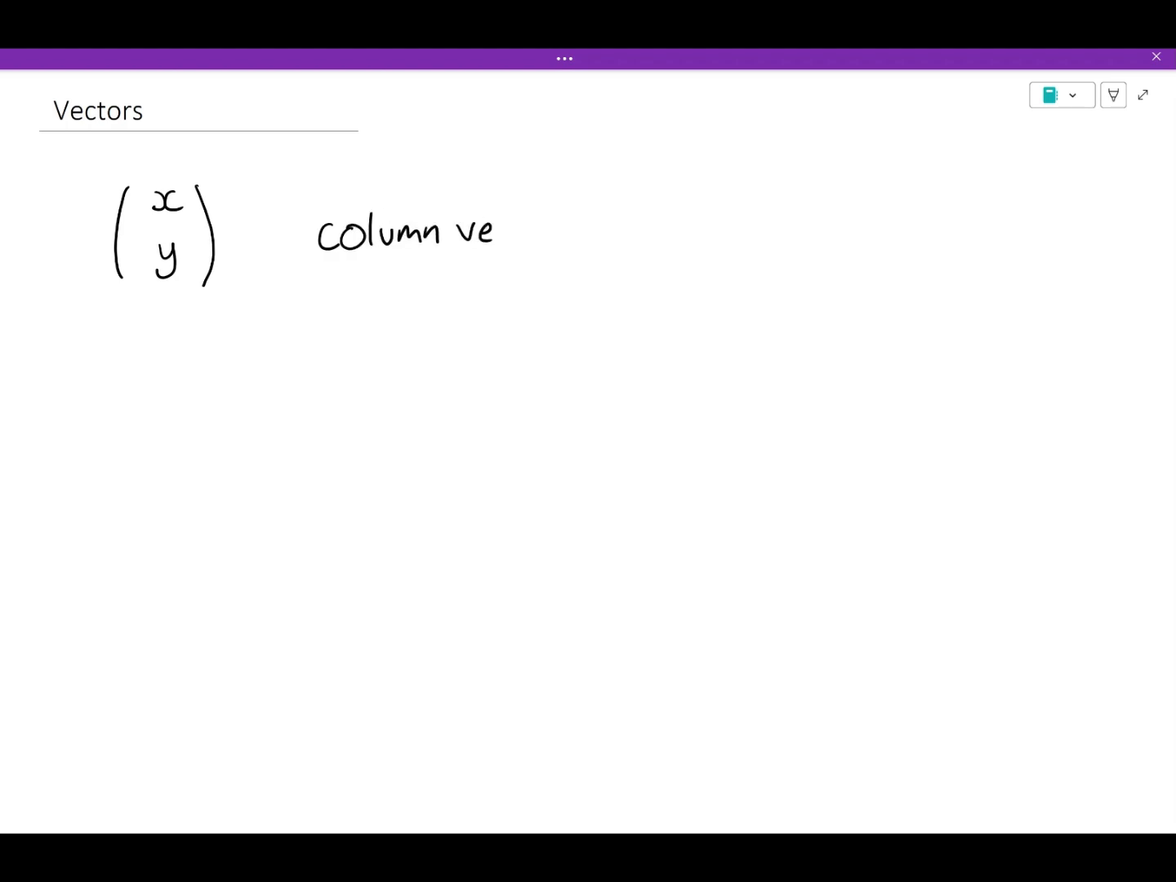Now what we have to discuss is, what does this x and this y represent? Well, the number at the top, which I'm calling x for now, is called the horizontal component, or it might be called the x component, because this tells us how much we have to move to the right or to the left. If it's positive, it's to the right. If it's negative, it's to the left, just like coordinates.